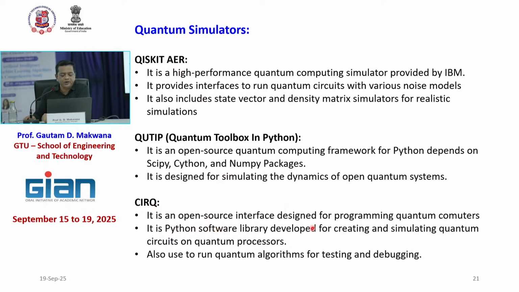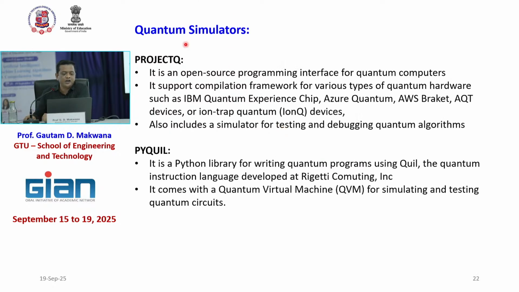It is an open source interface designed for programming quantum computers. So there are different kinds of quantum simulators, and Project Q. It is an open source programming interface for quantum computers, supporting a comparison framework for various types of quantum hardware, such as the IBM Quantum Experience chip, Azure Quantum, AWS Braket, AQT devices, all of which are ion-trap quantum devices, useful for testing and debugging quantum algorithms.